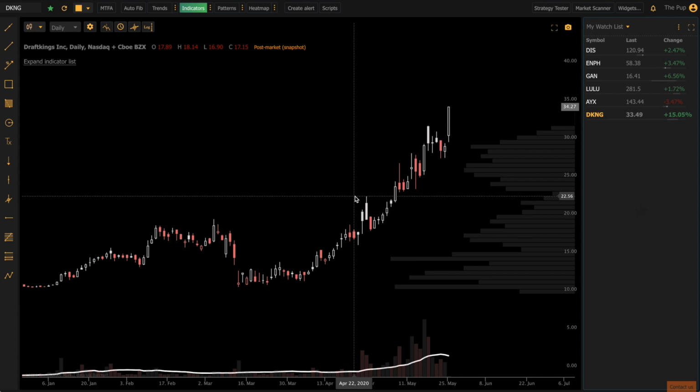I am going to do a few of the chart requests I got over on Twitter. So what I thought I would do is chart these up basically from scratch. I wiped all of these charts before we started, so it's literally just taking this from scratch. Right now we're looking at Disney, ENPH, GAN, LULU, AYX, and DraftKings. All right, let's just dive in.